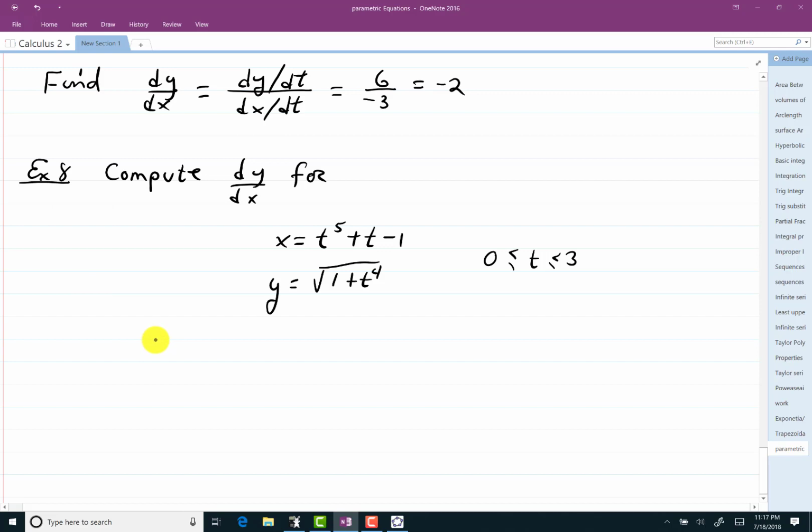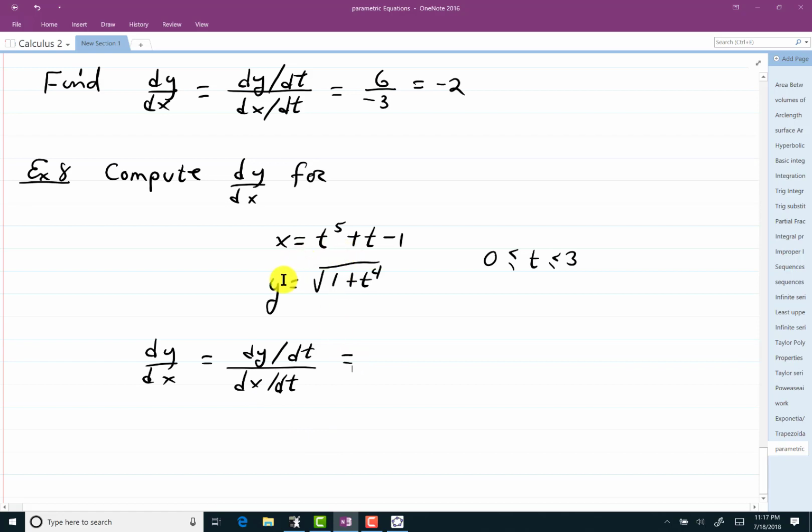When I do dy over dx, that will equal dy over dt divided by dx over dt. It almost looks like it follows the reciprocal rule for multiplying or dividing by fractions. And that's the notation was designed to do all that.